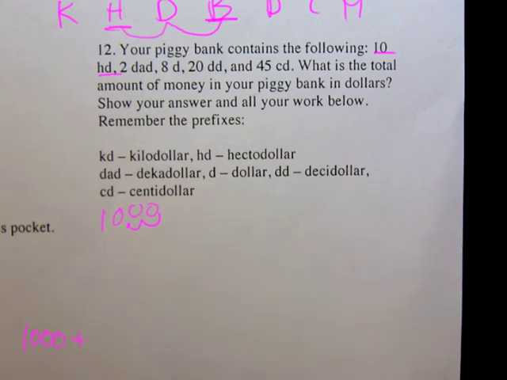Now I have 2 dekadollars, and so that's deca. This is deci. There's no other letter here, and so D-A is deca. And I want to convert that to the base unit dollars. And so that is 2. I just move it 1 space, and so that would be $20. And then I have $8. I don't have to do anything for that.